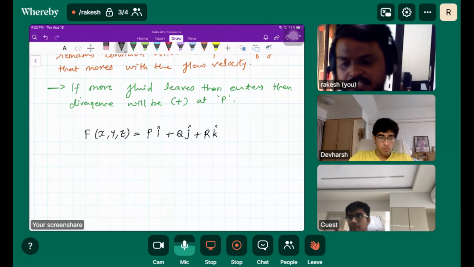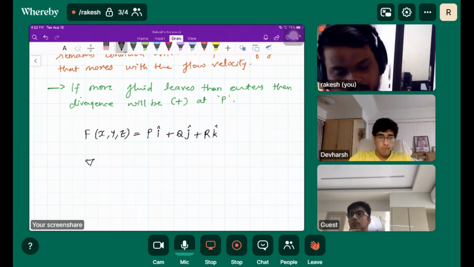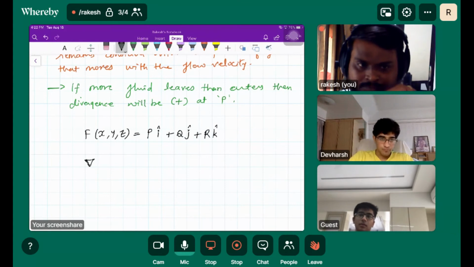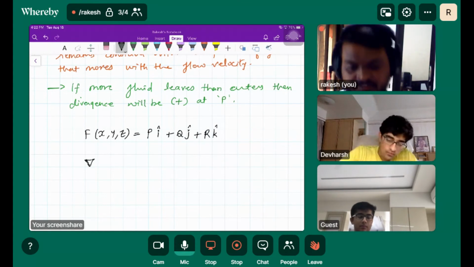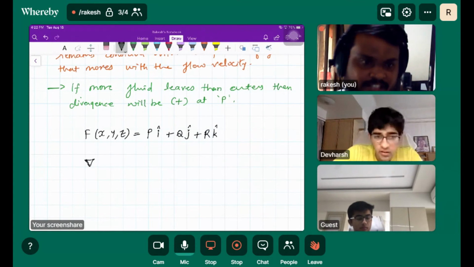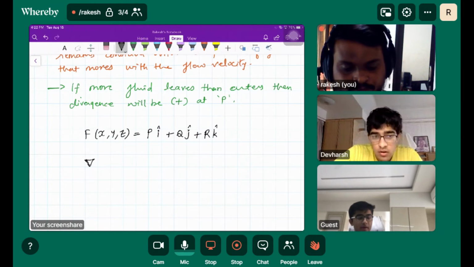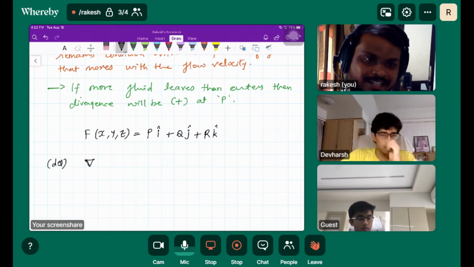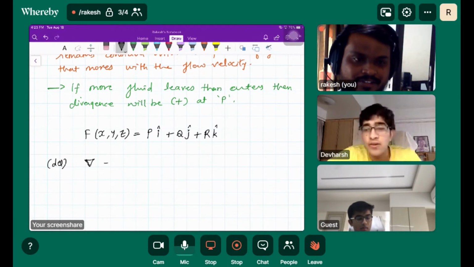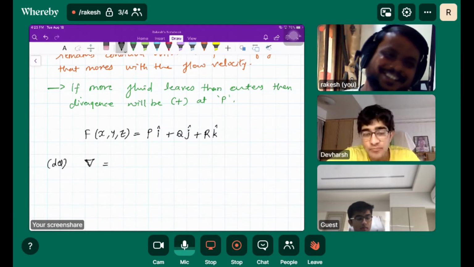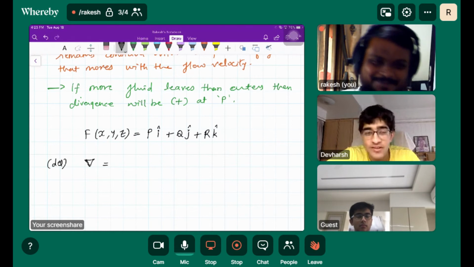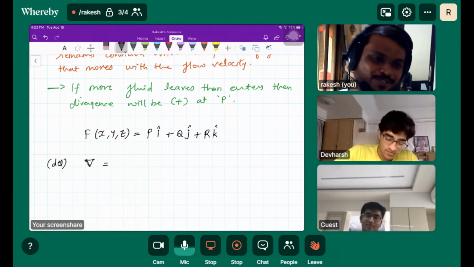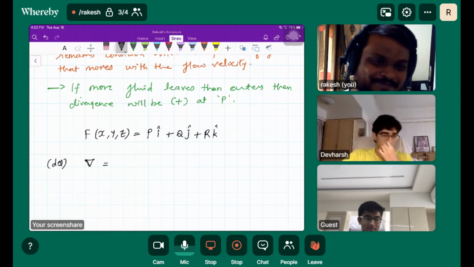So now what is this? Is it gradient? It's not gradient. It's just a del. Okay, del operator. I thought you were going to complete it. I thought you were going to write the full thing. So we should always wait for the full question before answering.